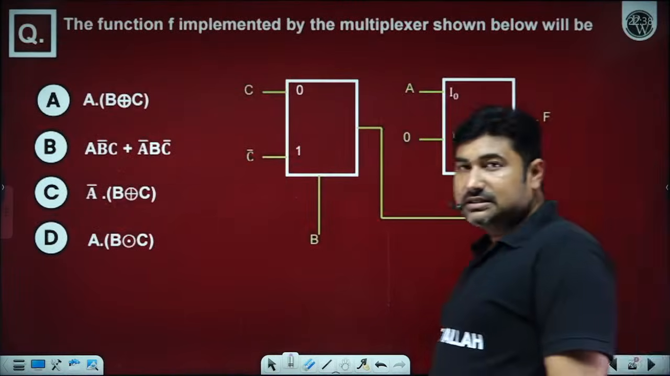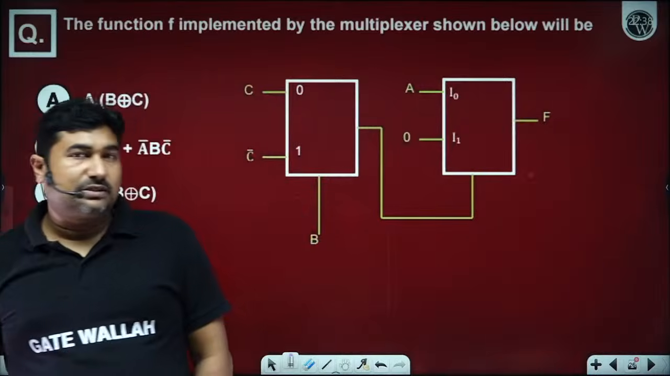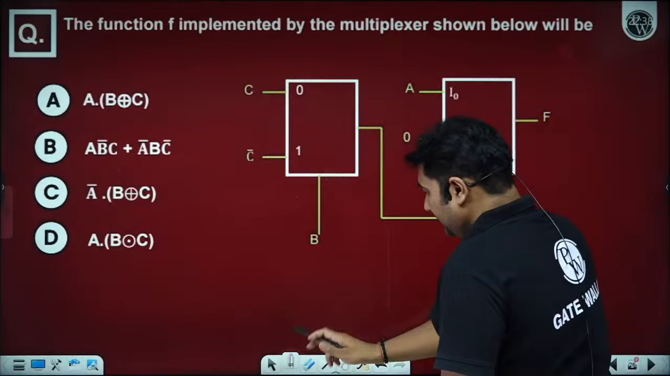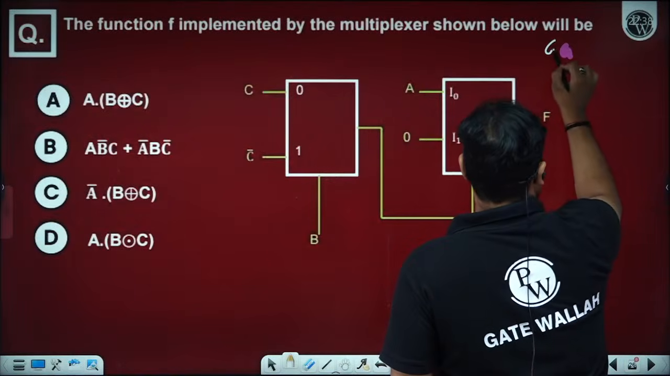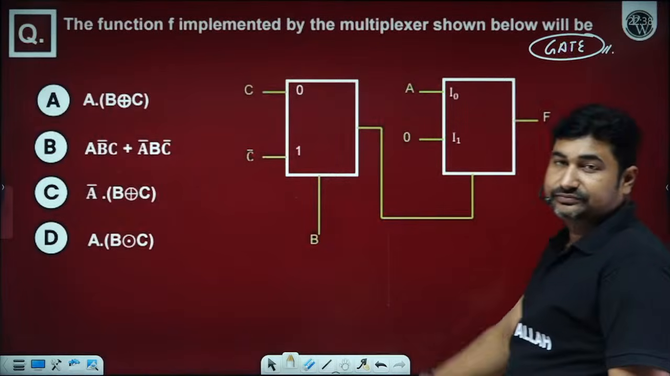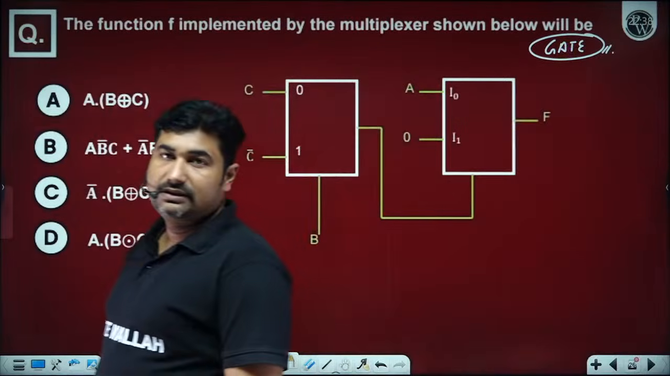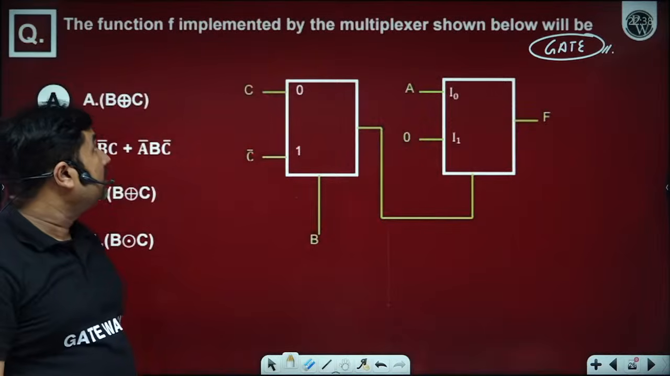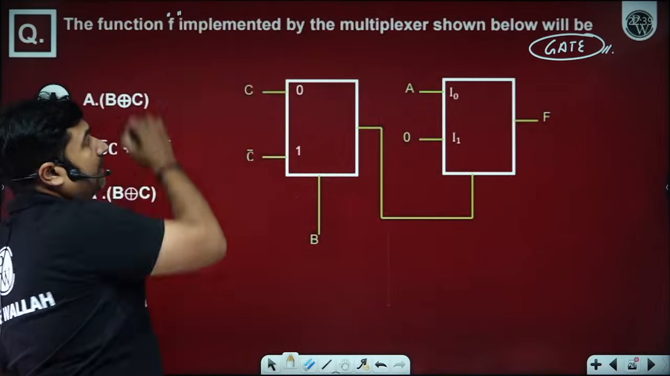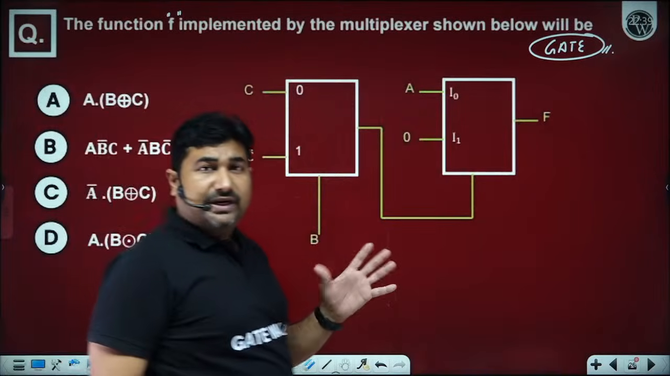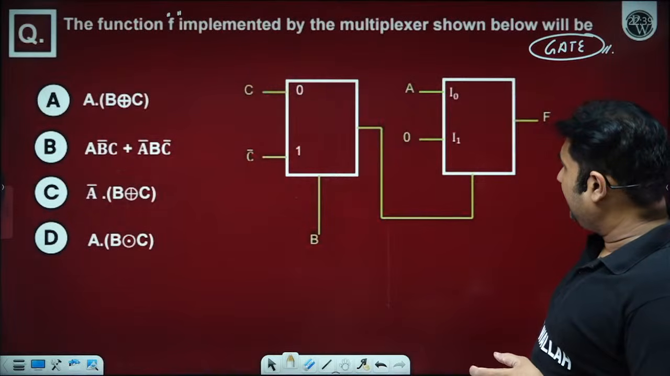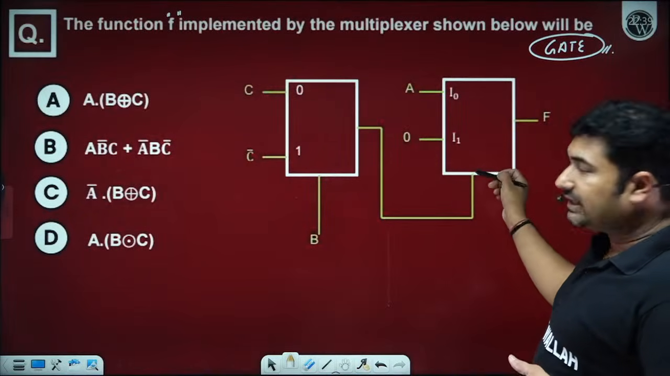Can you tell me the answer for this? This question is asked in GATE. It's a GATE question only. Can you please try to solve for this multiplexer output function f? Sir, in this case, the function f implemented by the multiplexer is shown in the figure. And we have B, the output, now connected to the select line.